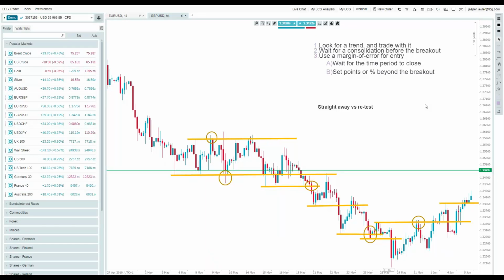I'm looking at Forex right now, but these concepts work for stocks, options, bonds, commodities, indices. Pretty universal stuff, but it just so happens I'm putting up a cable chart at the moment. So if we start with the opportunities here, as I've highlighted them.